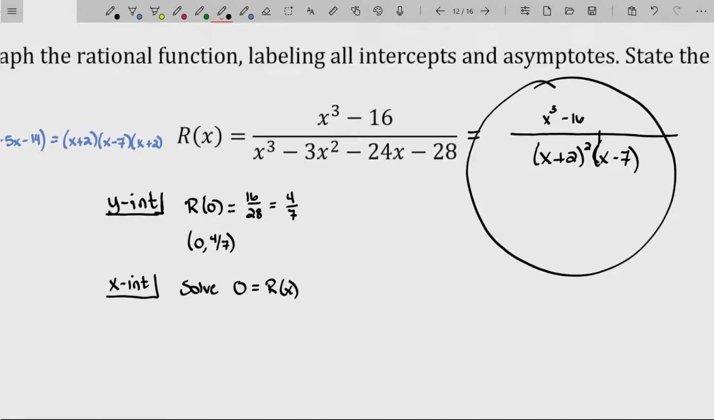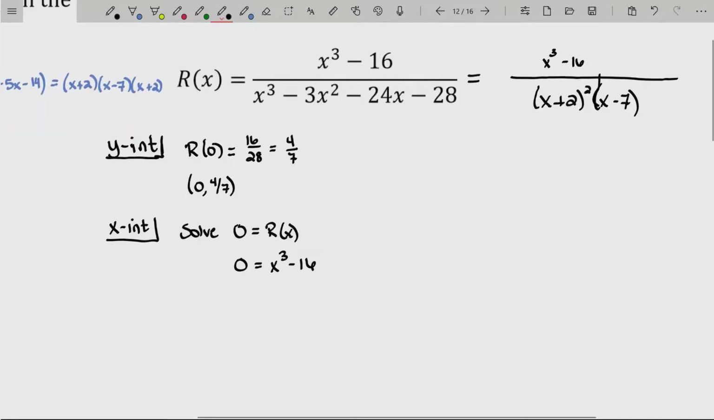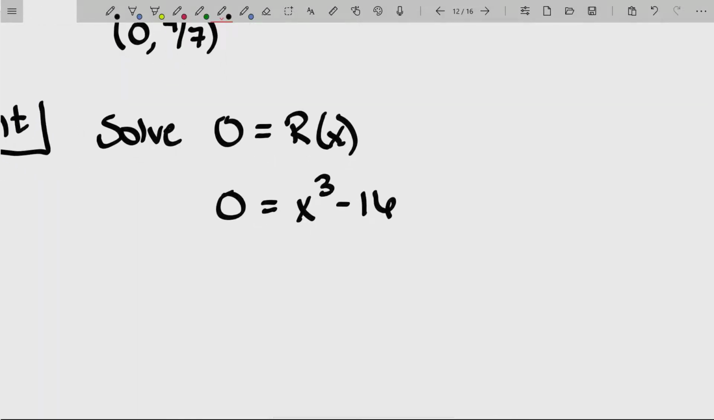So remember, a fraction is only 0 when its numerator is 0. So really, you're just solving 0 is equal to the numerator. And this is another reason why factoring is kind of not that important for the numerator, because to solve that, I would add 16 and take the cube root. And we get the cube root of 16 is equal to x.